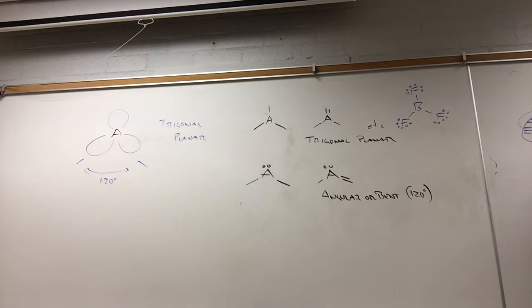Can you see it right off? There's something not right about this structure. What is it? Octet. The boron has only 6 electrons. It needs 2 more electrons to complete its octet. But I'm going to stop here. Why am I going to stop here?